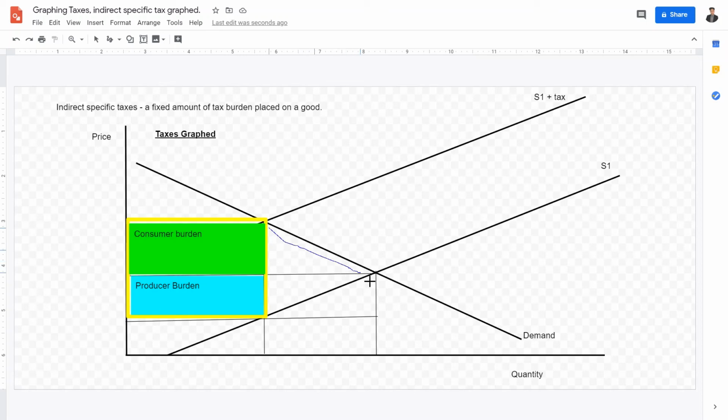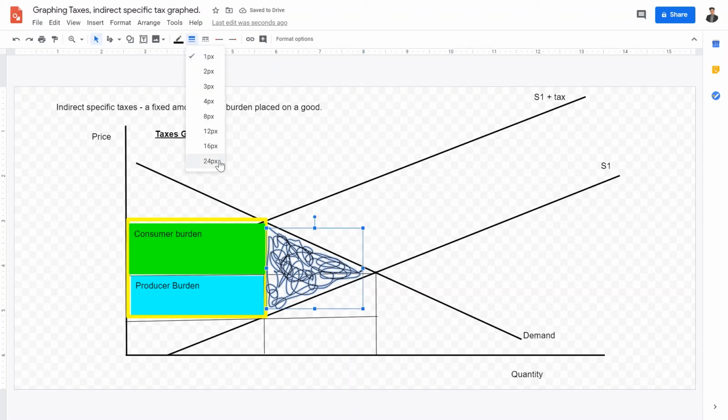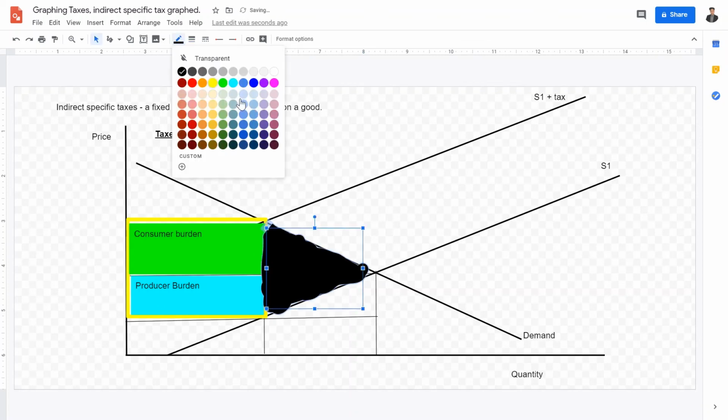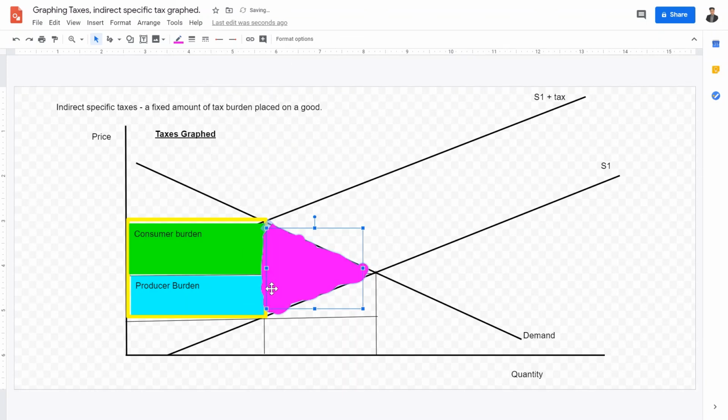Now, another very important thing to be able to identify is the deadweight loss. What is the deadweight loss? What does the deadweight loss refer to? This triangle right here. If you guys can see, this triangle refers to the deadweight loss. Deadweight loss refers to the total welfare loss of this imposed tax. So I'm going to color this in, make it a little thicker. Okay, so this purple area refers to the deadweight loss.